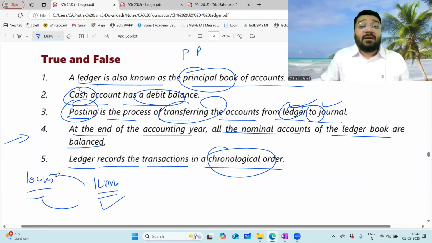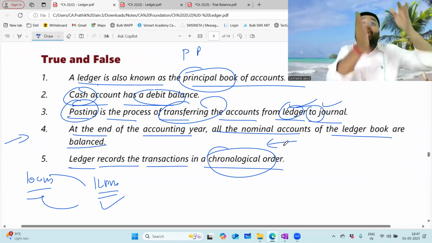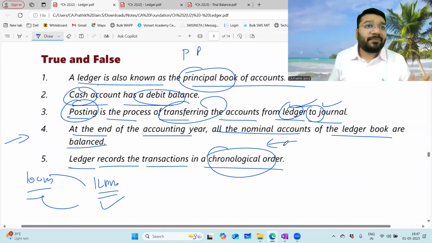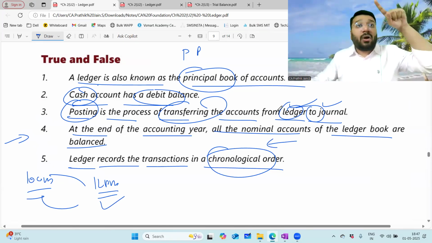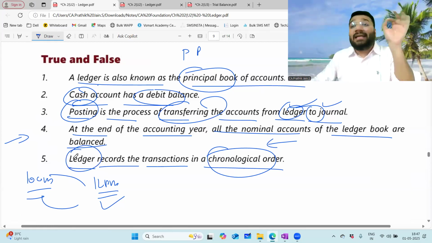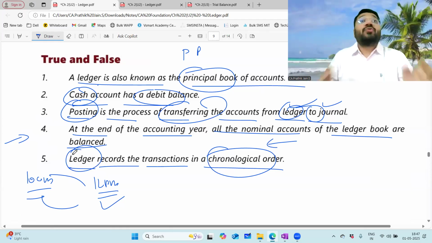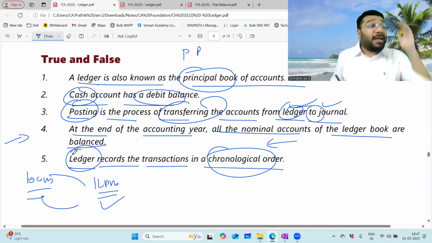But what we are telling is, by chronological order, what we mean is that today's transaction should be recorded today only. You can't record it tomorrow. So journal entries are recorded in chronological order, whereas ledger is recorded in analytical order. Analytical order means what? Analytical is a word derived from the word analysis. So when you record the data from journal to ledger, you analyze.